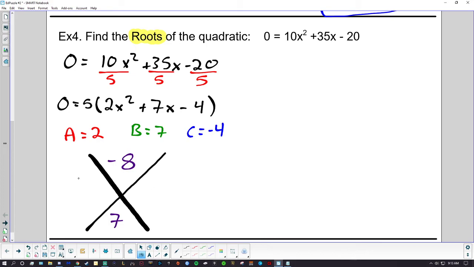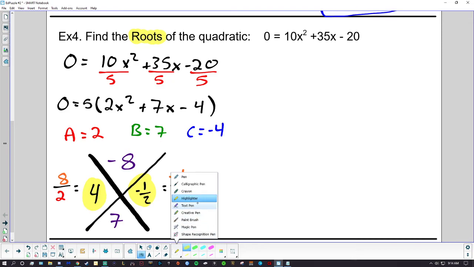Good. If you said your mystery numbers were +8 and -1, you are 100% correct. 8 times -1 is -8. 8 plus -1 is +7. But we never forget to divide by your a value, which is 2. When we do this, we need to simplify. 8 divided by 2 is +4. -1 over 2 is -1/2. These are what we'll use to write our factored form.